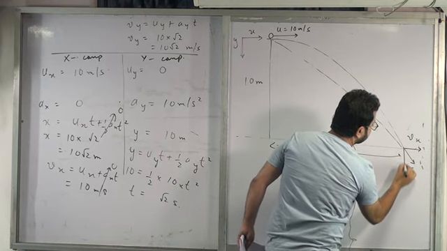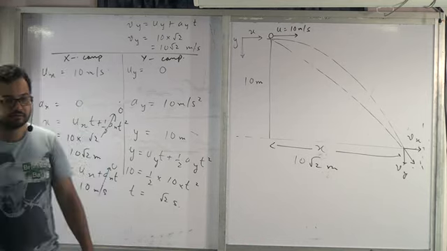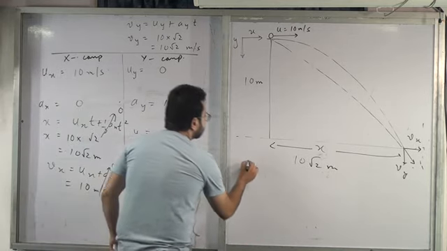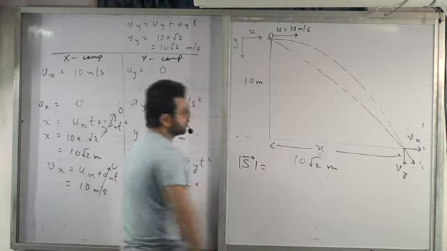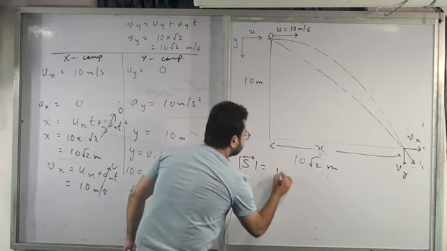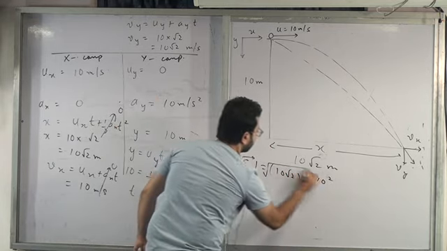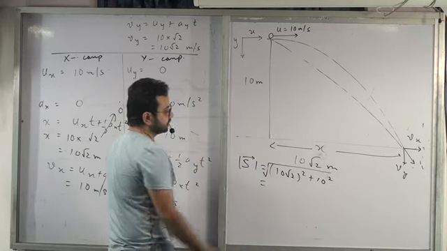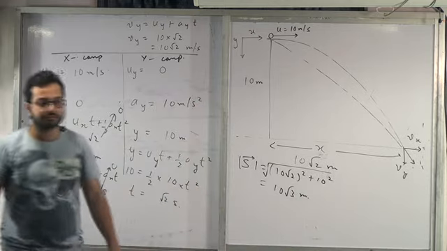So the y component of the velocity is how much? 10 root 2 meter per second. Is that clear? Okay. So can I write the magnitude of displacement as the square root of x square plus y square? That will be the square root of (10 root 2) square plus 10 square. So that will be how much? That will be 10 root 3. Any problem? Okay.